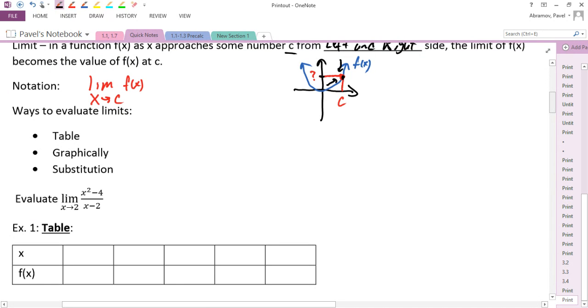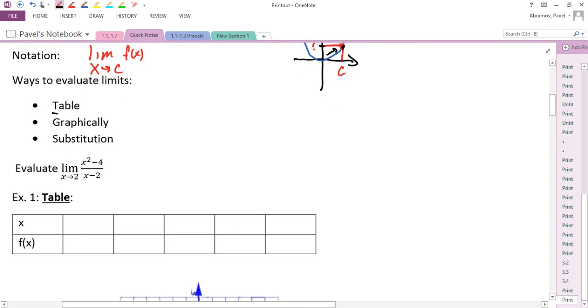There are three ways that we're going to discuss that will help us to evaluate limits. We're going to evaluate limits by using the table, then we're going to do it graphically, and a little bit closer to the end of the lesson, we're going to do it with something called substitution.